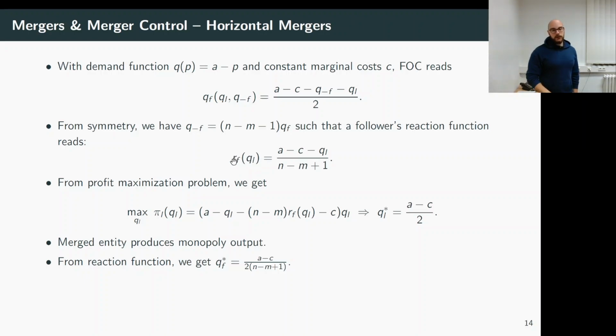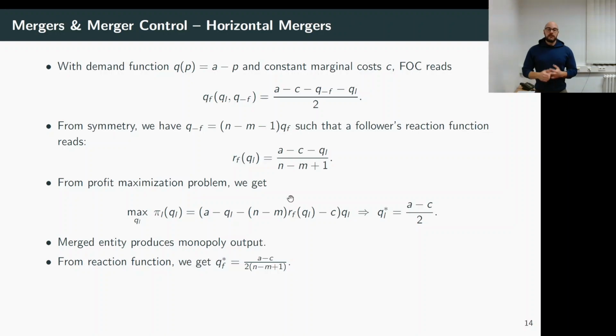And this reaction function, of course, only depends, as our endogenous variable, on the leader's output. Why? Because each follower anticipates that the other followers behave the same. So each follower observes the leader's output and knows how all the others will produce. So it only depends on the leader's output what a given follower will do in equilibrium.